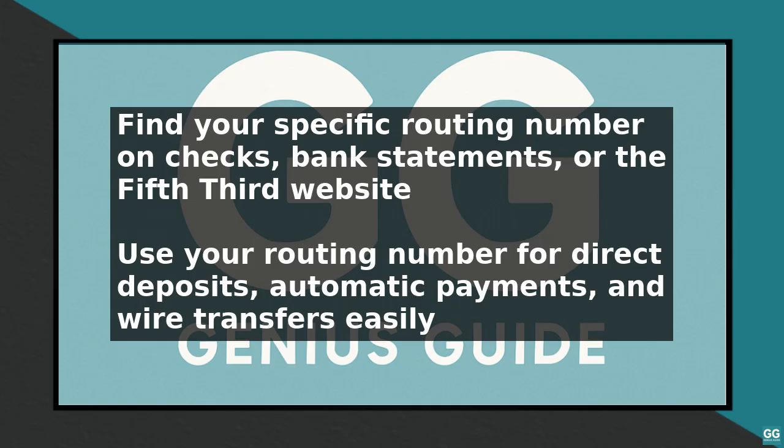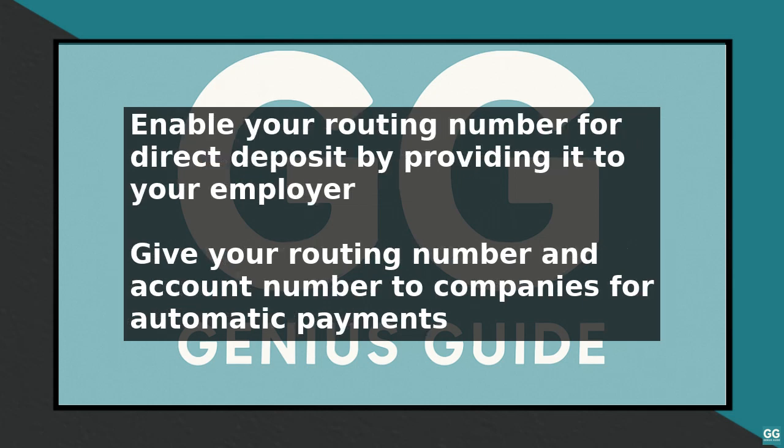Once you have your routing number, you can use it for various transactions such as direct deposits, automatic payments, and wire transfers. To enable your routing number for direct deposit, provide your employer with your routing number and account number. For automatic payments, give your routing number and account number to the company you are paying. For wire transfers, you will need to provide the sender with your routing number, account number, and other details.